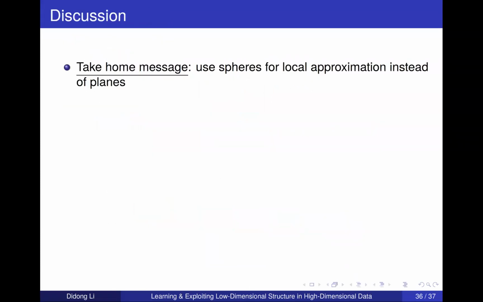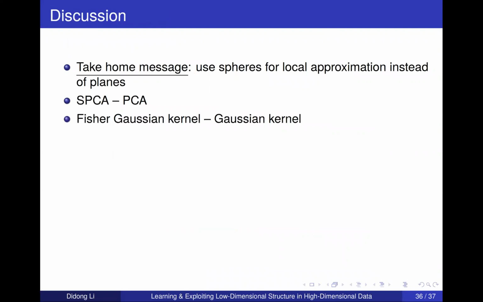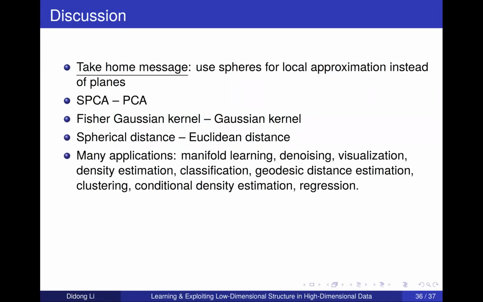So that's basically my talk. The take-home message is that we can use spheres for local approximation instead of planes. You can replace PCA by spherical PCA. You can replace the Gaussian kernel by the Fisher-Gaussian kernel or Riemannian Gaussian kernel in this mean regression setting. And you can replace the Euclidean distance by spherical distance. There are many applications. I have talked about manifold learning, density estimation, classification, geodesic distance estimation, clustering, conditional density estimation, and regression. And we can also do denoising and visualization. If you are interested, you can find examples in our paper.